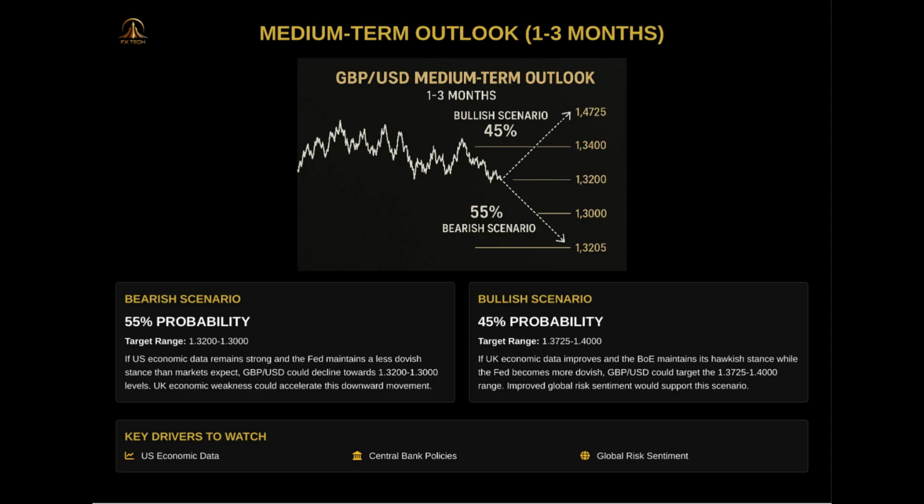Looking at the medium-term outlook for the next 1 to 3 months, we see two potential scenarios. The bearish scenario, with a 55% probability, targets the 1.3200 to 1.3000 range if U.S. economic data remains strong and the Fed maintains a less dovish stance. The bullish scenario, with a 45% probability, could see GBP USD reach 1.3725 to 1.4000 if UK economic data improves and the BOE maintains its hawkish stance while the Fed becomes more dovish.